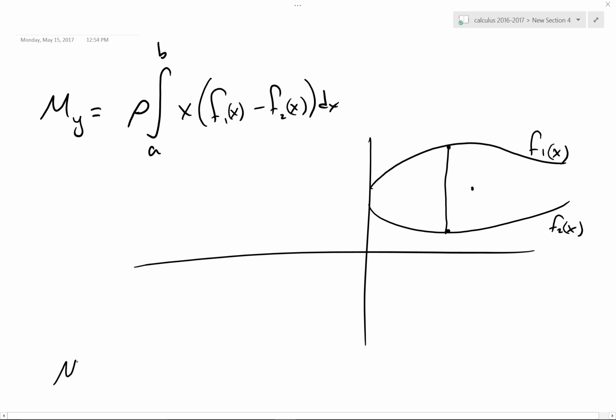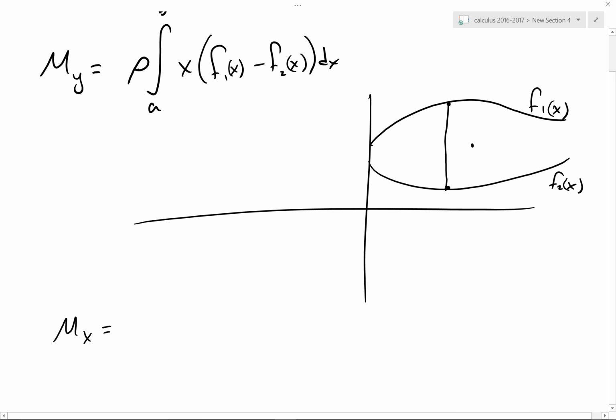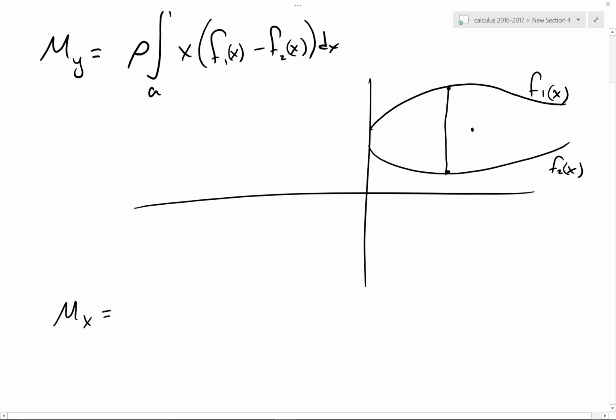And the moment about the y, the x-axis rather, is a little trickier. Some of you will hate this, and I don't blame you, as I don't like it either. It goes like this. There's a couple ways to do it, but this is the one your book shows, so I'll go with it. Rho, from c to d, y times g1 of y minus g2 of y, dy. So that's one way to write it.